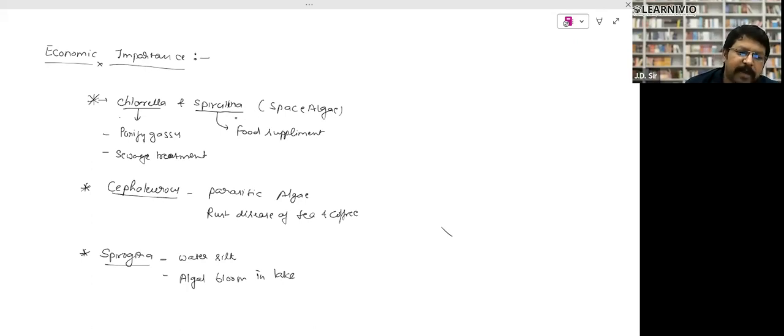Chlorella and spirulina both are known as space algae. Why do we call them space algae? They are taken to space. Chlorella purifies the gases. Spirulina is used as a food supplement. Half a spoon of spirulina or a tablet of spirulina is sufficient to provide you the nutrition for the whole day. That is the power of spirulina. This is known as a superfood. Nothing can be more nutritious on the earth than spirulina, veg or non-veg, including everything.